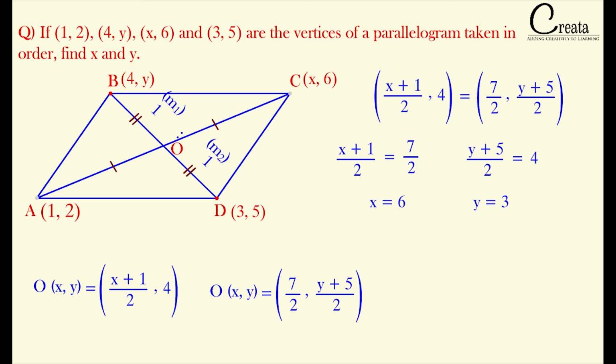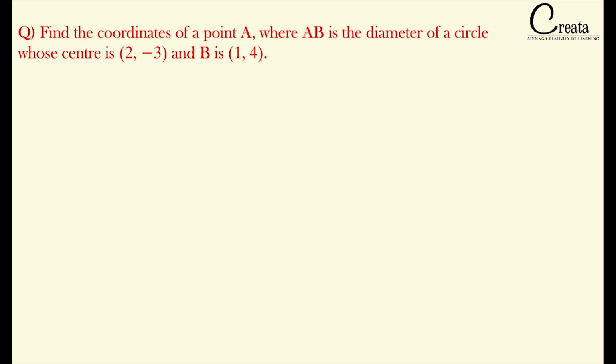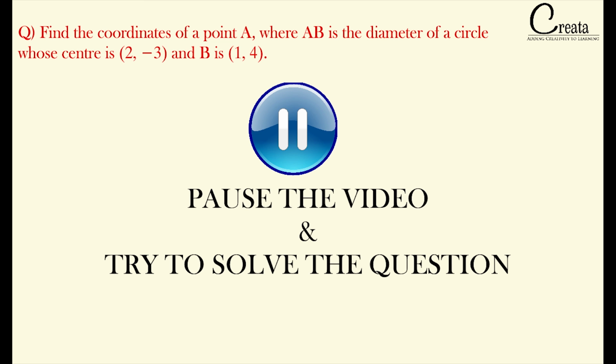Got it? Let's move to the next question. The question is, find the coordinates of a point A where AB is the diameter of a circle whose center is (2, -3) and B is (1, 4). Try to solve this question. Pause the video and solve the question.